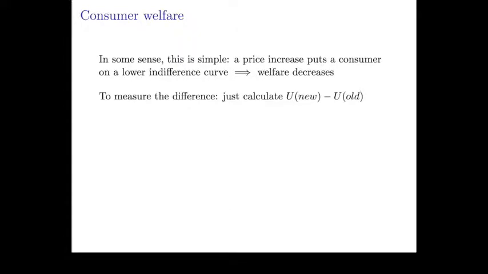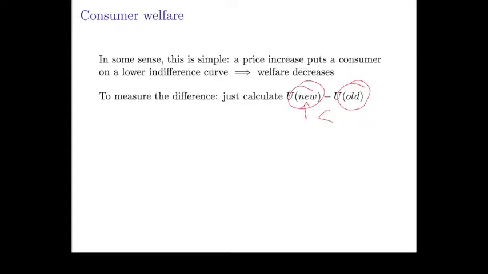So the easy thing to do is just to look at their utility at the new indifference curve minus utility at the old indifference curve. So if the change was a bad change, they're going to be at a lower indifference curve. So the utility level is going to be lower than the old utility. So this number is going to be a negative number. So the negative number represents a loss of utility. So the change was a bad change.